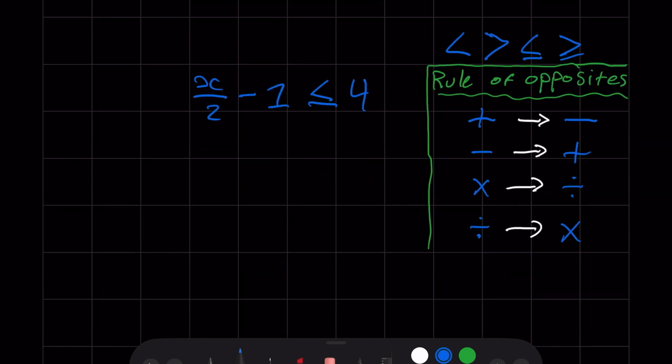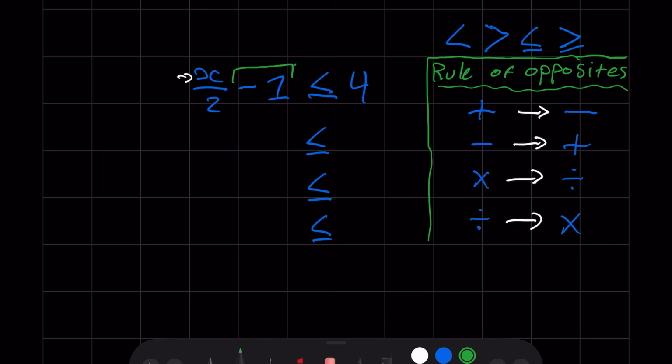So let's do this question. x divided by 2 minus 1 is less than or equal to 4. Once again, these less than or equal to signs are going to stay the whole way down. We're just going to keep those signs. But we do want to isolate this x. So we want to remove everything else, step by step. We'll start with this negative 1 and move that over. The opposite of negative is positive, so it becomes a positive 1 over here. So we have x over 2 is less than or equal to 4 plus 1, which is 5.